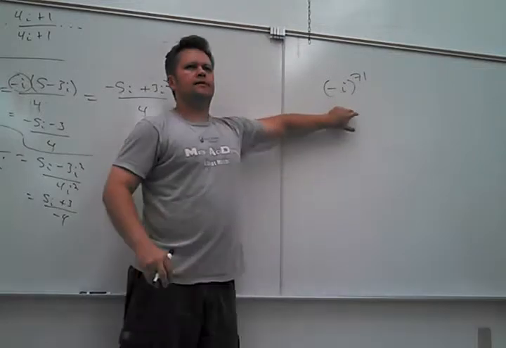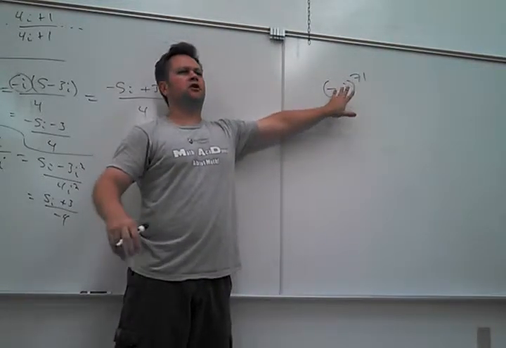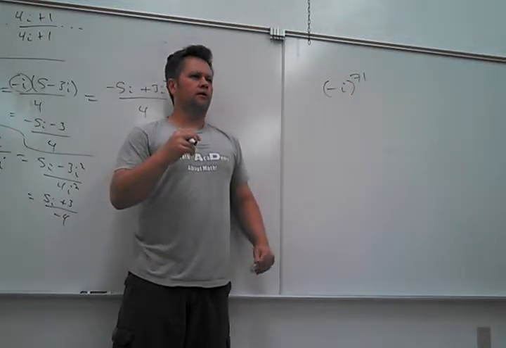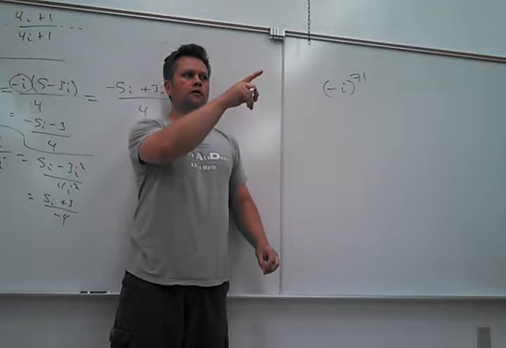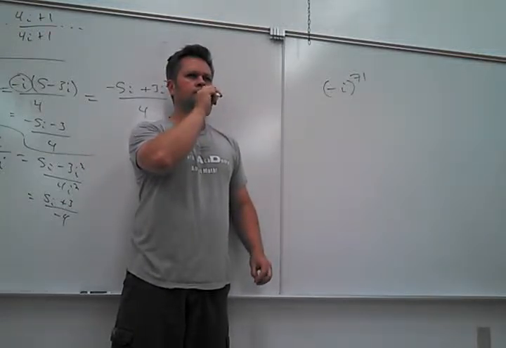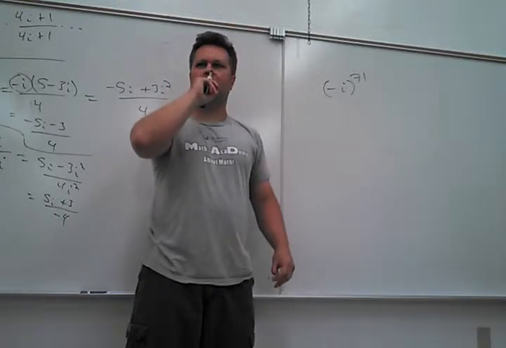What's the idea behind this? How can I even start to try to do this problem? What do I have to understand going in? i to the 5, i to the 70. The pattern. I like it. That's a good word. I like the word pattern.